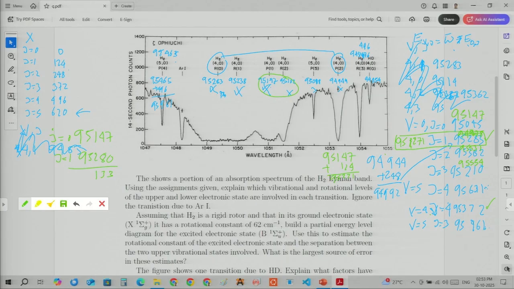And if we take the half of that to get the rotational constant, we get B is about 66 wave numbers, 66 or 67 wave numbers. So we've got a slightly bigger rotational constant in the ground state, which is 62 wave numbers. And that's what we're expecting. It should be a bit bigger.